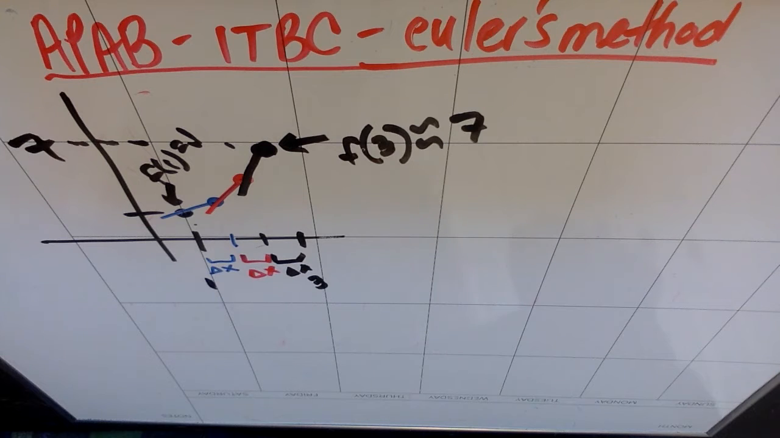Now, there's a bunch of different linear approximation methods, but Euler's method is the one that we're going to learn here. Sometimes you'll also hear it called linearization, because you're turning something into lines. So Euler's method is a linear approximation method.